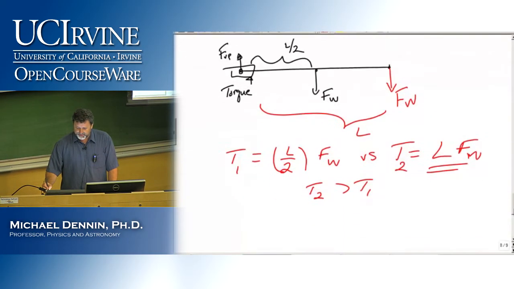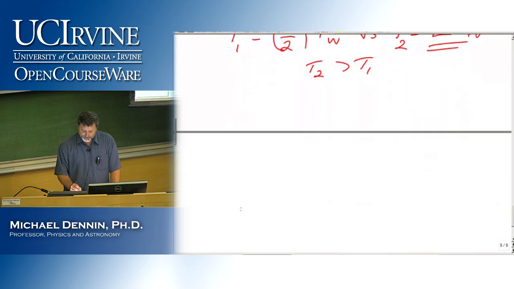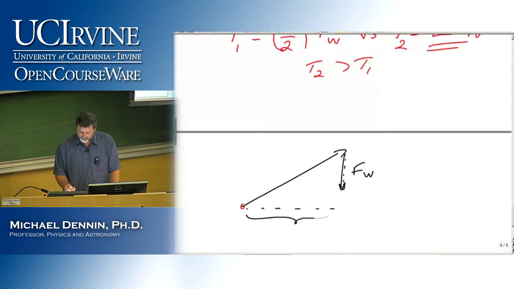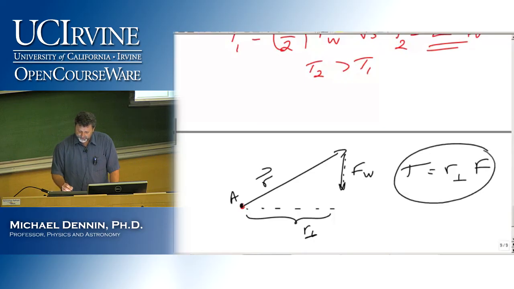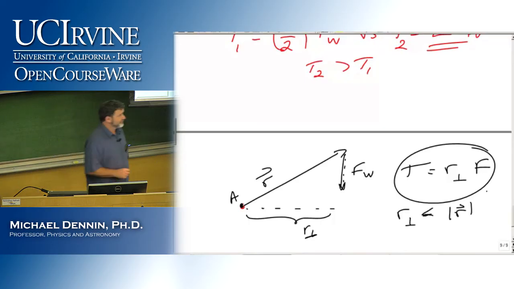Right? So that was hanging the mass at different places, but I can also be up at an angle, hang my force down, and now this is the effect of R perpendicular, and my torque about that point A is R perpendicular times F. And this is less than the magnitude of R.